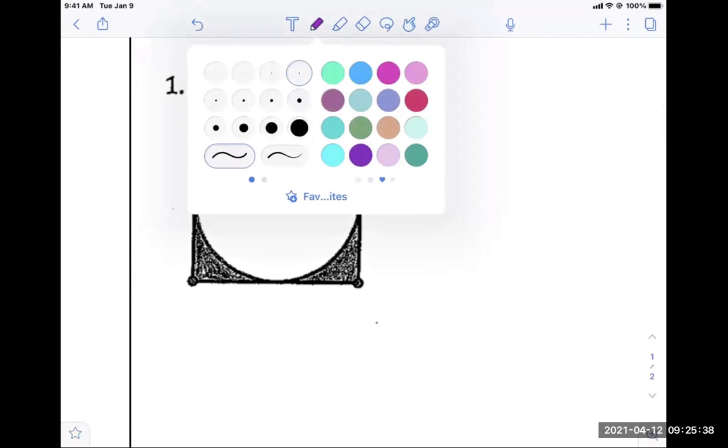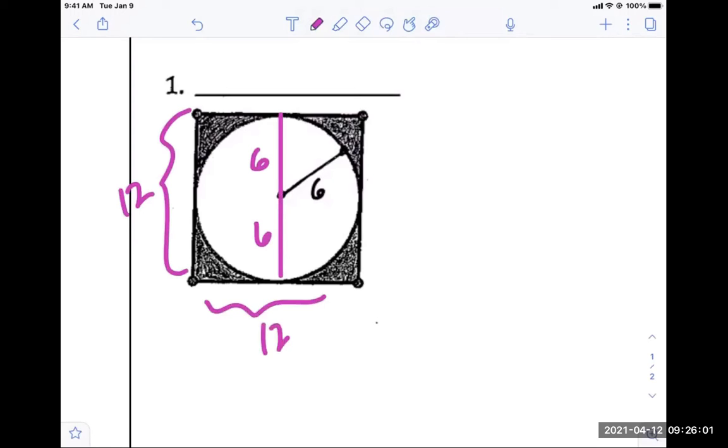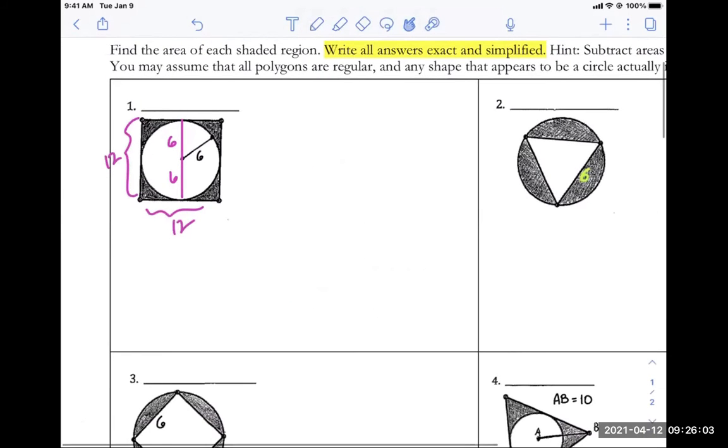When you're looking at the pictures, sometimes the way that they draw the radius or the diameter is not necessarily very helpful in terms of where it's drawn. You want to realize since the radius is 6, that means this would be 6 and this would be 6. So the whole side there would be 12. And you can do the same thing horizontally. So this square is a 12 by 12.